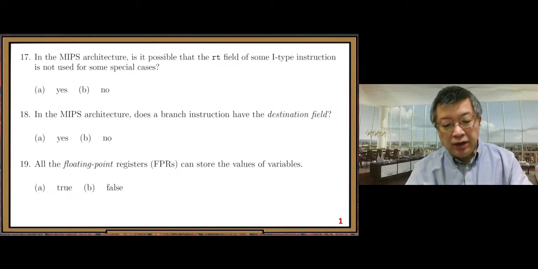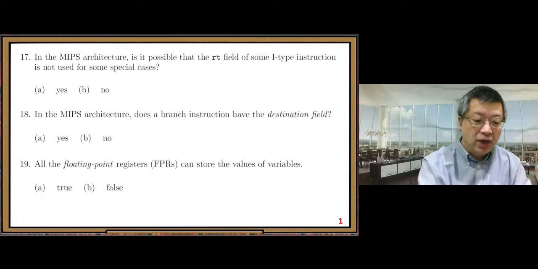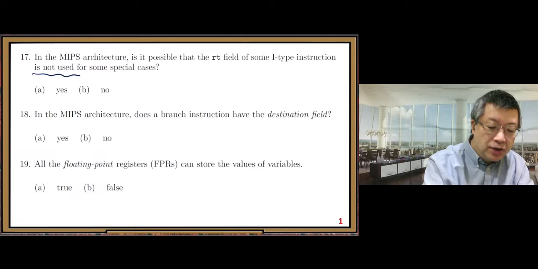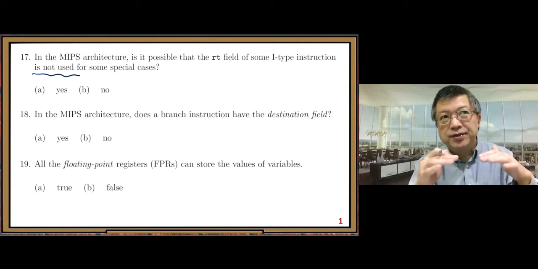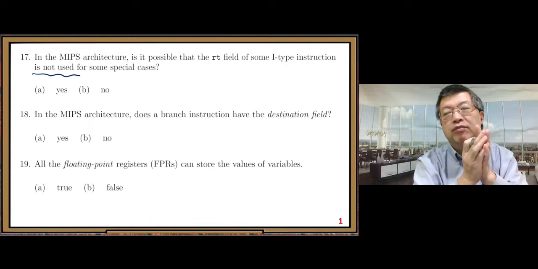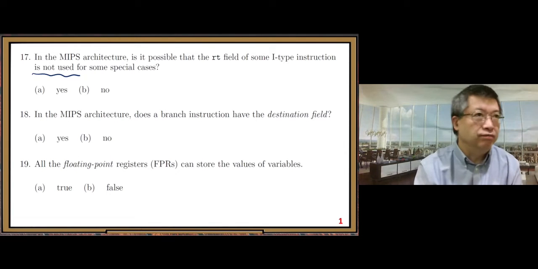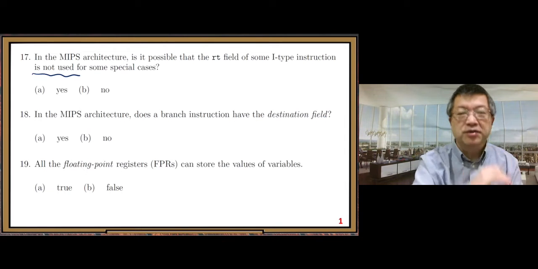In the MIPS architecture, is it possible that the RT field of some I-type instructions is not used for some special cases? We have 3 different cases, right? Can you find one case that we do not use the RT field? So that's simple. If you can find it, right? So just check those 3 cases.